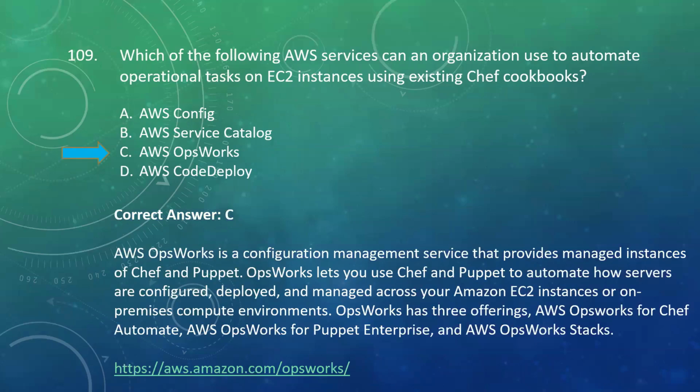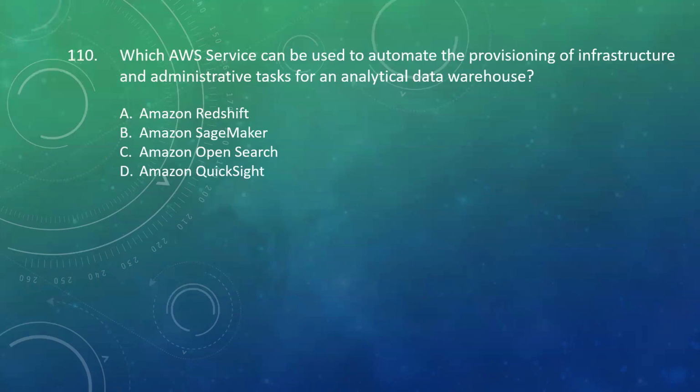AWS OpsWorks is a configuration management service that provides managed instances of Chef and Puppet. OpsWorks lets you use Chef and Puppet to automate how servers are configured, deployed, and managed across your Amazon EC2 instances or on-premises compute environments. OpsWorks has three offerings: AWS OpsWorks for Chef Automate, AWS OpsWorks for Puppet Enterprise, and AWS OpsWorks Stacks. Moving on to question 110.